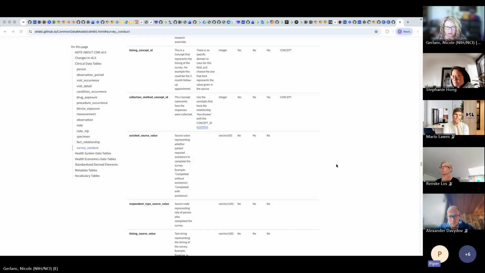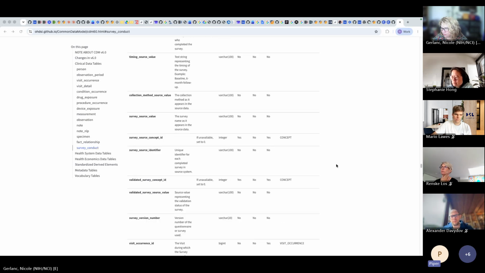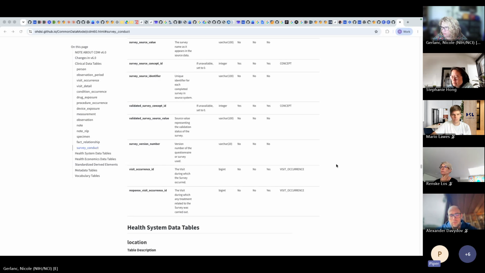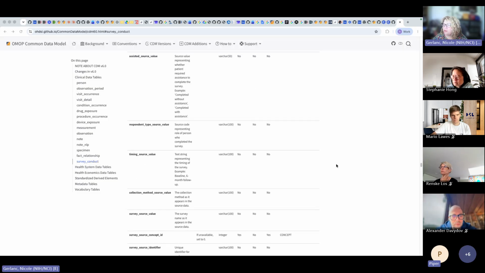Okay, so I could envision this referring to a couple of different things. There's collection method: pen and paper versus computerized adaptive testing, versus are you the provider? Think about the Glasgow Coma Scale, where a clinician is observing the patient and then recording responses. So I could see it referring to that. Or also respondent type. To me, that's an attribute.